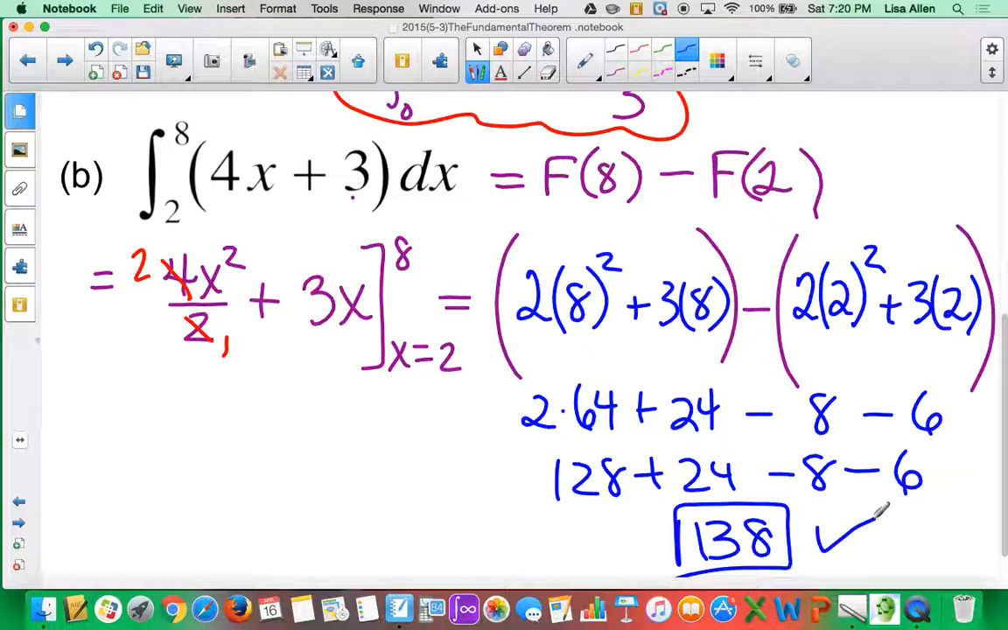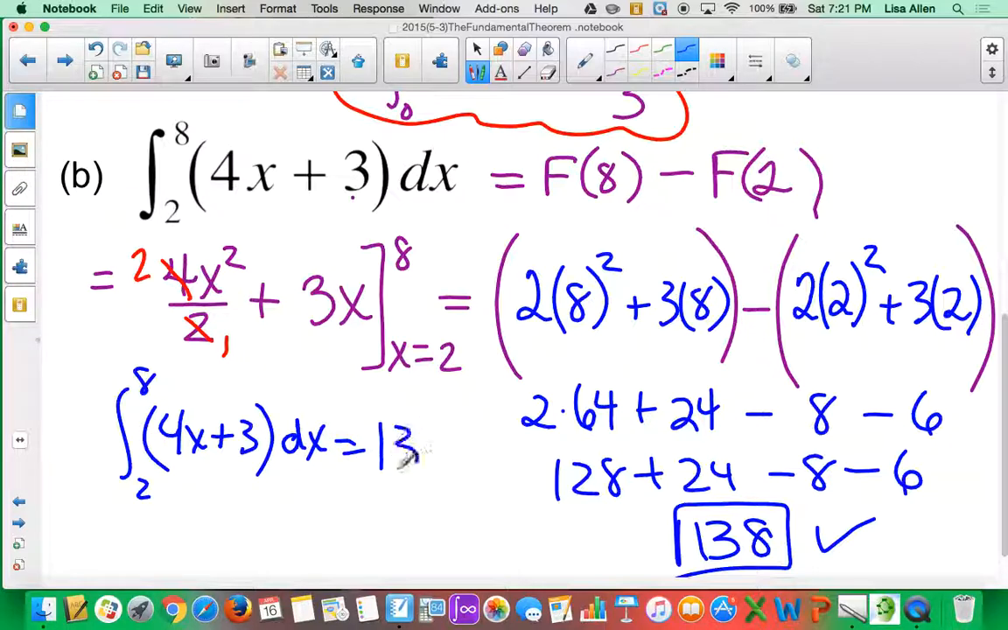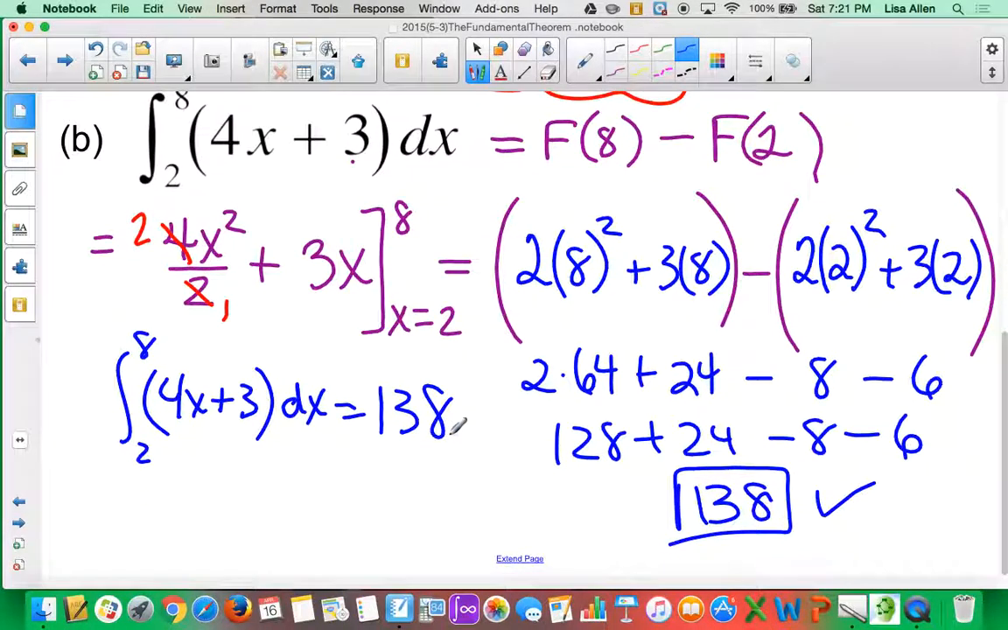Okay, and it checks out. So we have the integral from 2 to 8 of 4x plus 3 dx is equal to 138. Now, it's interesting, we have the calculator on, so we might as well go ahead and check this one.